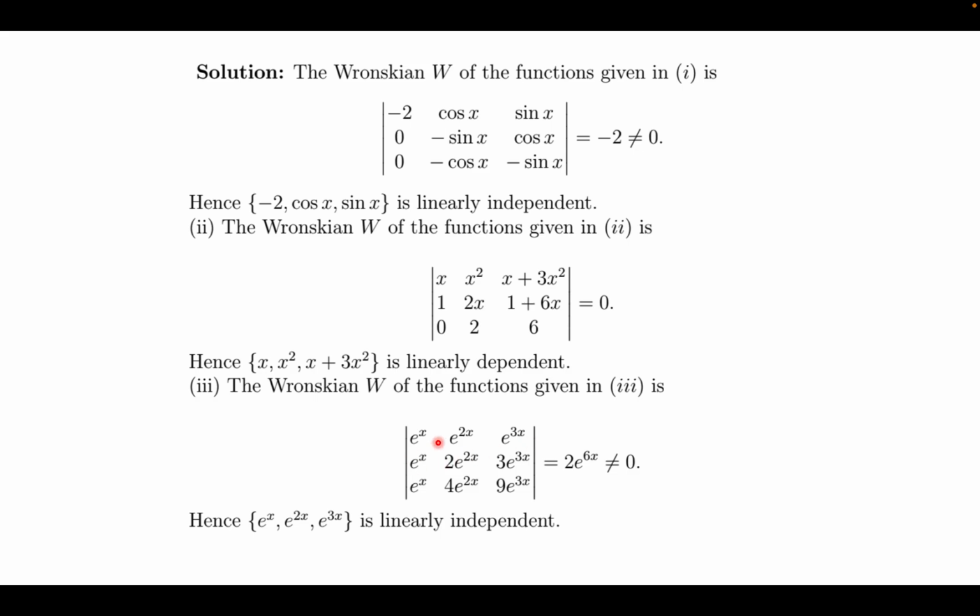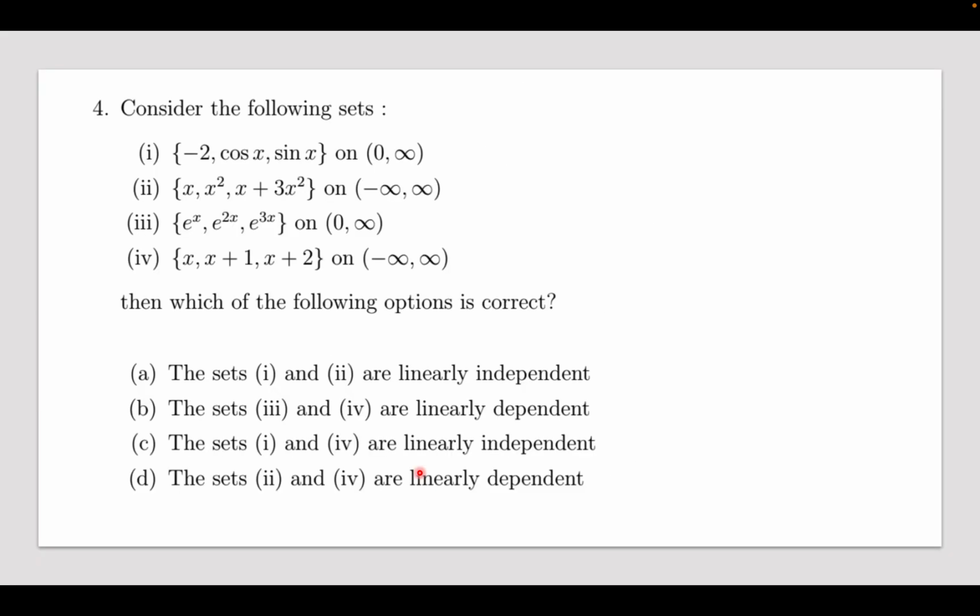If you take the first derivative of e power x, you have e power x. The first derivative of e power 2x is 2e power 2x, and the first derivative of e power 3x is 3e power 3x. Then you do the same by taking the second derivative: you have e power x, then 4e power 2x, and then 9e power 3x. If you try to find the determinant of this matrix, you will get a non-zero determinant. Therefore the functions given in option 3 are all linearly independent. So among options 1, 2, 3, only the second option is linearly dependent.